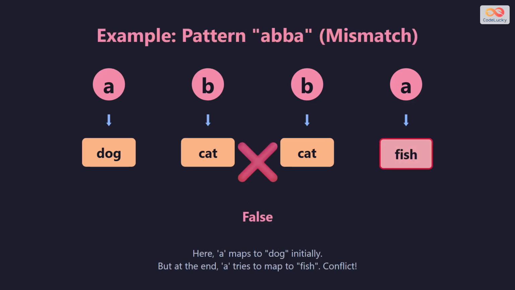Now consider a failing case. We use the same pattern abba. The first three words match our expectation. Dog, cat, cat. However, the final word is fish instead of dog. Since the letter A was established to mean dog at the start, encountering fish creates a conflict. Therefore, this returns false.